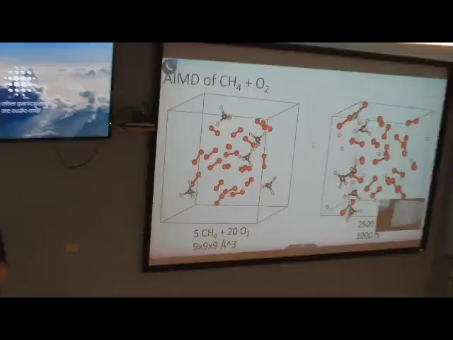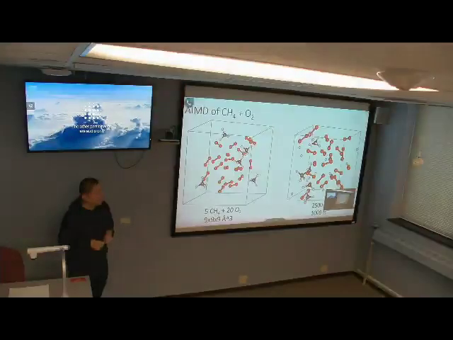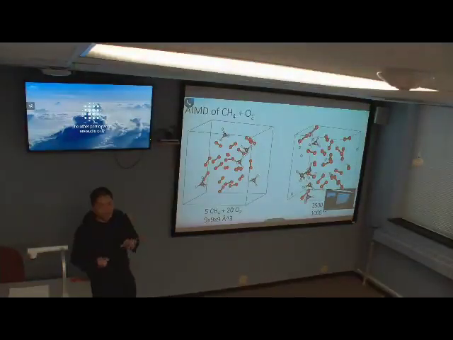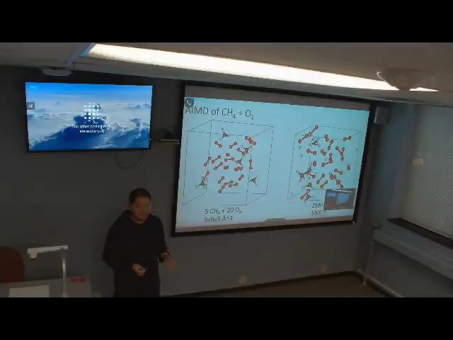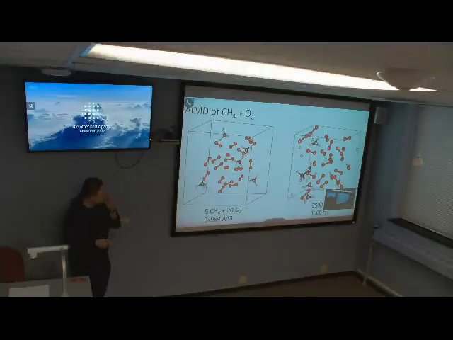For the first one, we focus on ab initio molecular dynamics to get some ideas about methane combustion. We just use ground state molecular dynamics, and our calculation is at high temperatures, ranging from 2000 Kelvin to maybe 4000 Kelvin.